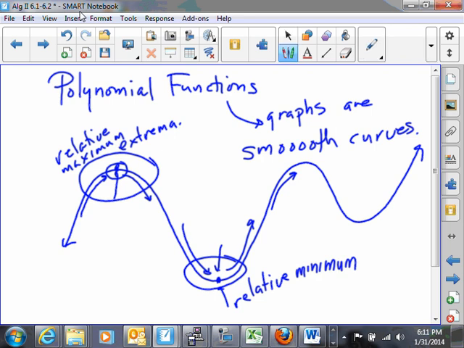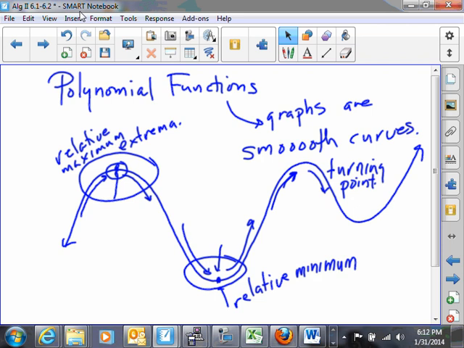Now, anytime a graph turns, stops going one direction and starts going the other way, we call that a turning point. So we count turning points. It turns out that the number of turning points in a polynomial function can never be more than one less than the degree of the polynomial. No guarantee it's going to have that many, but it can't have more than that.